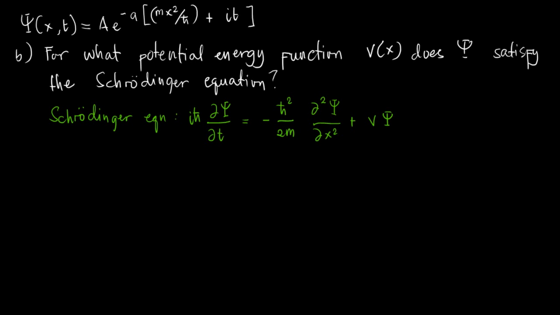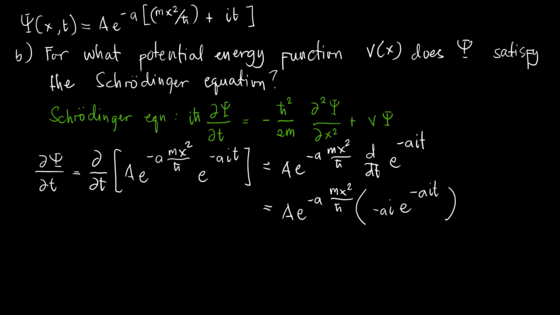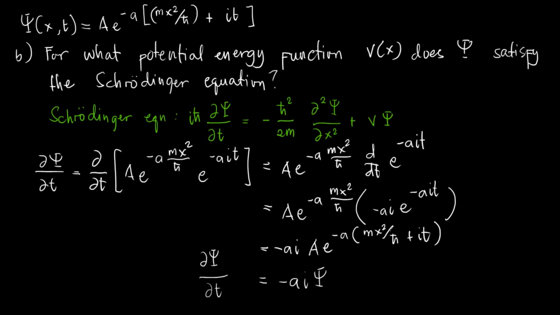This is the time-dependent Schrödinger equation. Using the equivalent of psi, we can find the partial derivative of psi with respect to t, and the second partial derivative of psi with respect to x. So taking the first derivative of psi, we have, but this is just the equivalent of psi. So the first derivative of psi is simply negative ai psi.